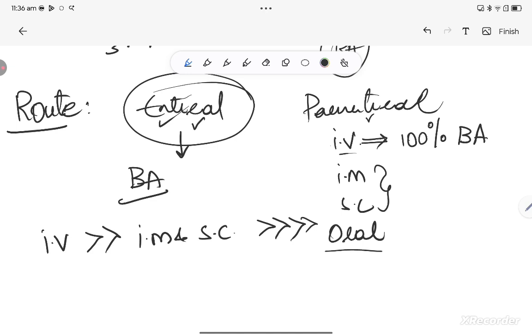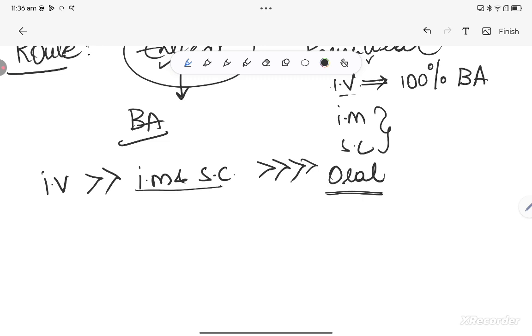In IM and subcutaneous, blood supply to the muscle plays an important role in bioavailability. Clear? I think with this we have finished bioavailability.